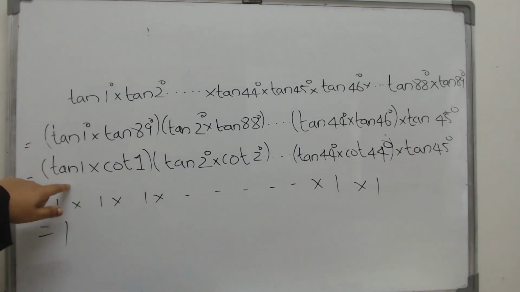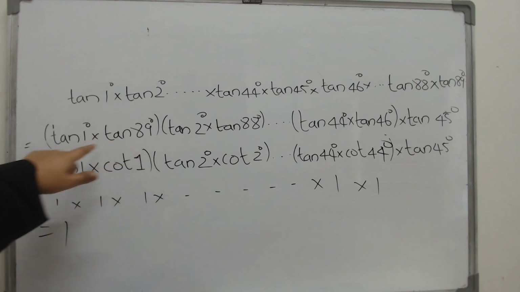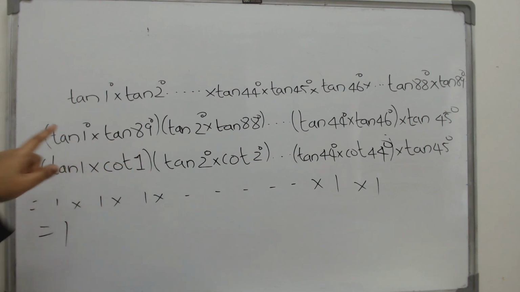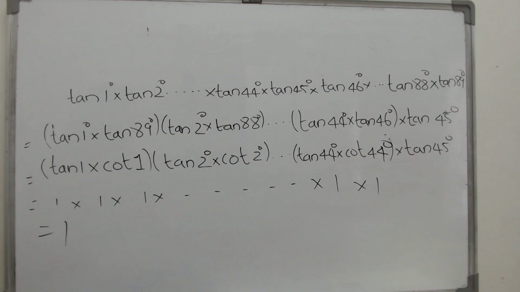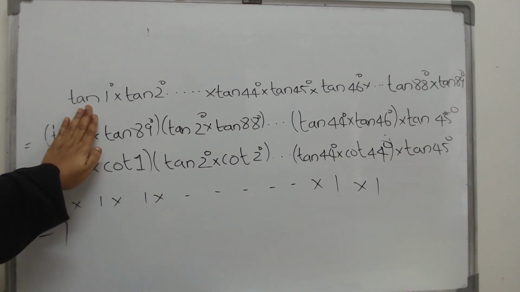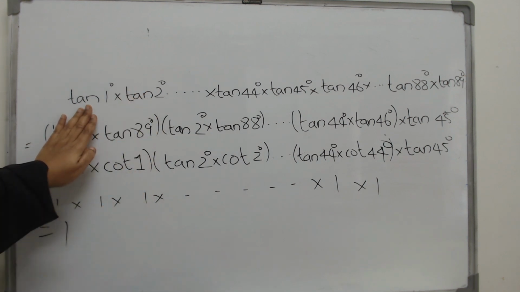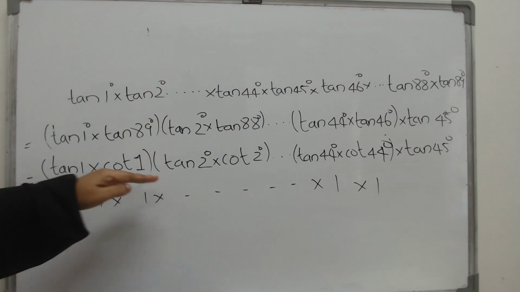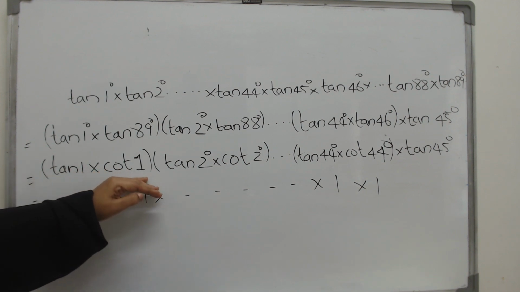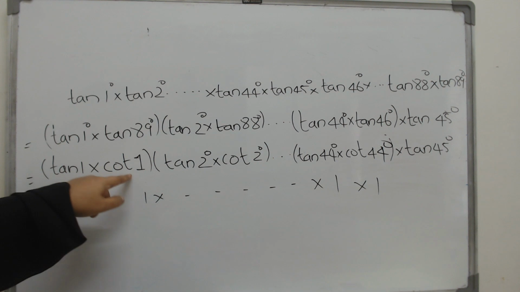Now for the next step, what do we have here? We have two complementary angles. And what did we learn about the complementary angles? The tan of one is the cot of another. So change any one. I have taken 89 and changed it in terms of 1 degree. But you can do whatever. Just make sure you have the same angle here. So this is tan 1 into cot 1.